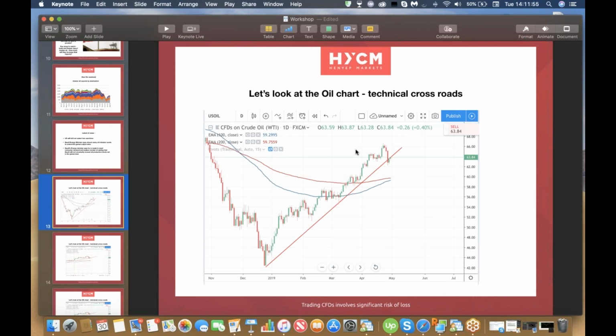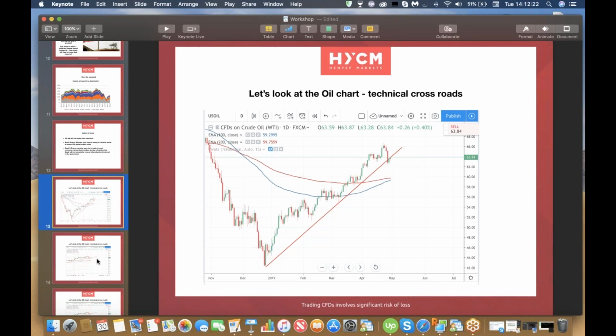Now, looking at the oil chart, this is the daily oil chart. We see this ascending uptrend. And what we saw when I was preparing for this webinar was that the price is just testing the underside of that daily uptrend. You can see the technical line there. That break on Friday was a key technical break.